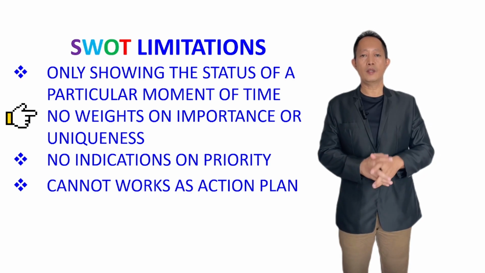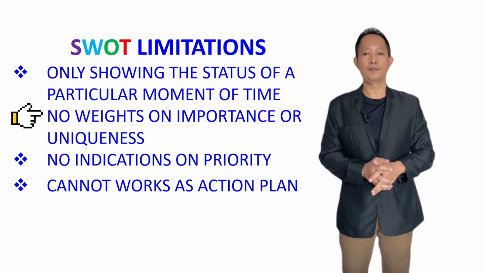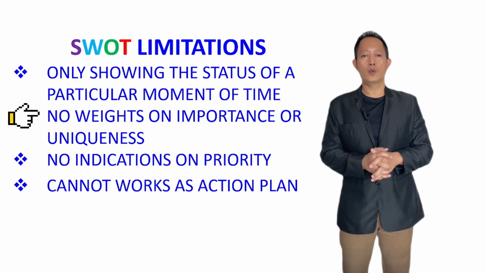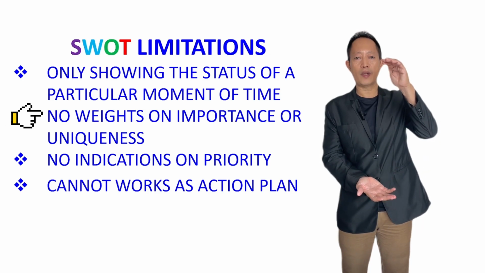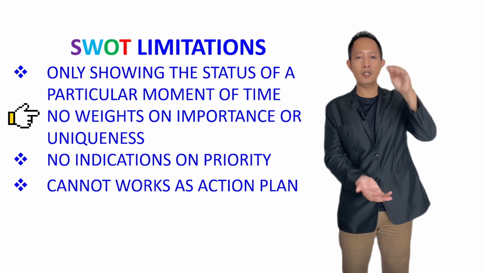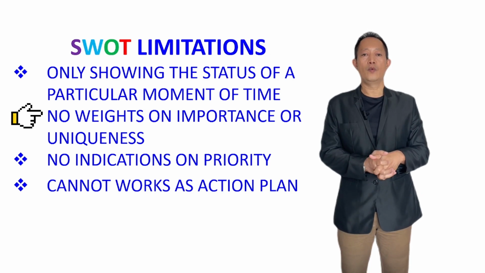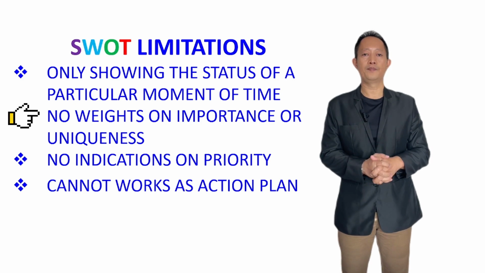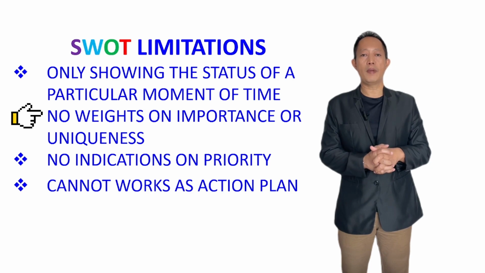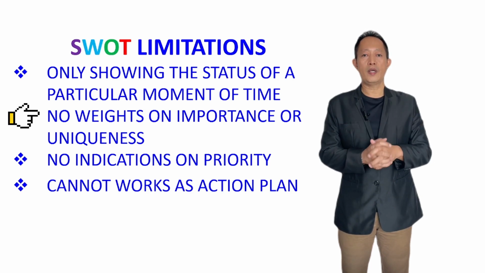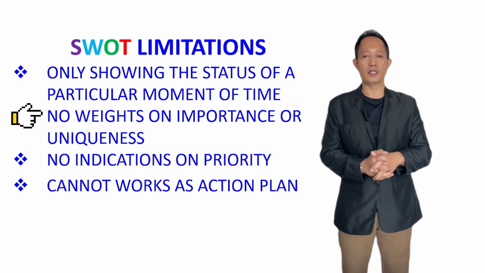Another problem is weight. No weight on importance or uniqueness. It doesn't show you which one is more important. We talk about a long list of strengths and a long list of weaknesses. So which one is more important and which one we should start working on first? SWOT doesn't show. So that is a very big weakness. No weight on importance and no weight on uniqueness.